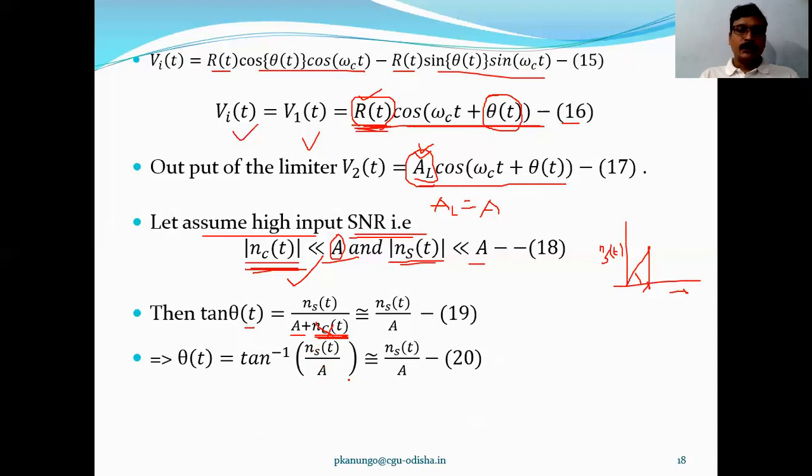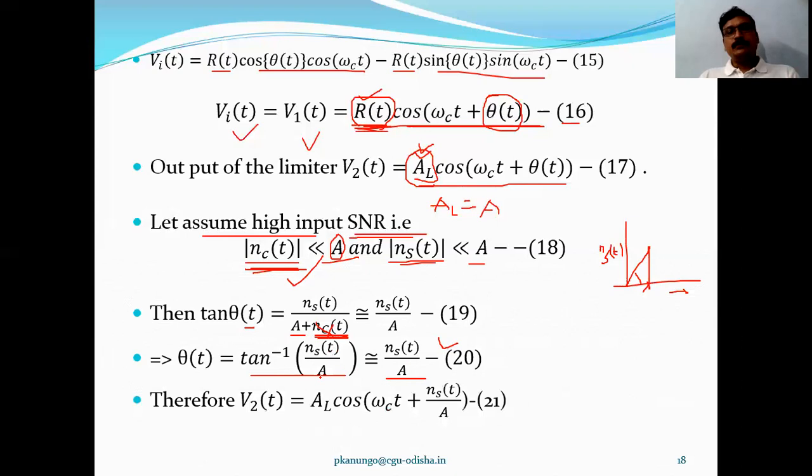So the total term will be very, very less, or very close to 0. In that case, tan inverse x is equal to x, because if theta is very small, then sine theta will be theta. So that's why you can write this as the value. Now tan inverse of this term will be equal to n_s(t) by A, because of the very small value.